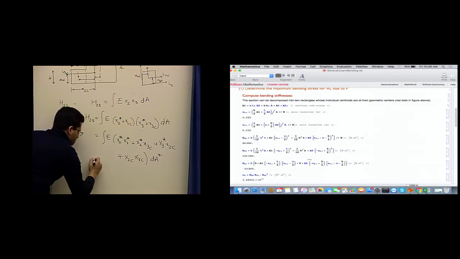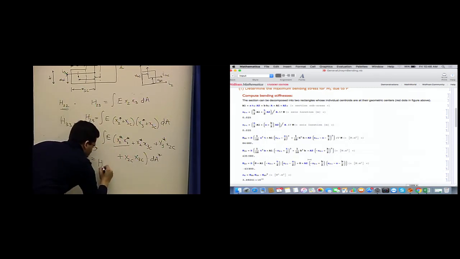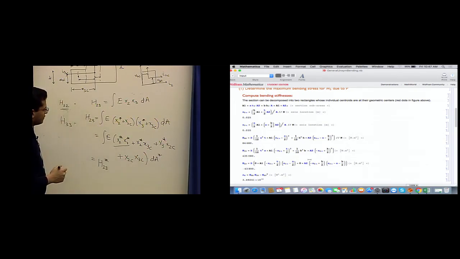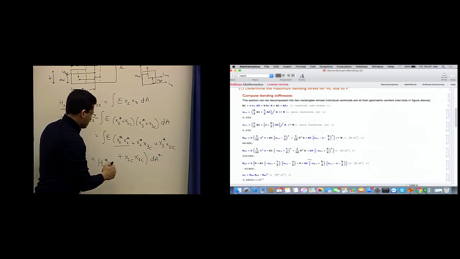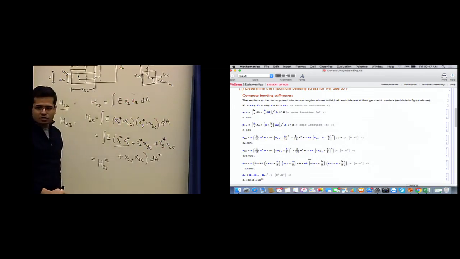So now this term is your h23 star. Then you have these terms whose integration will go to 0, right? So what are these stars?